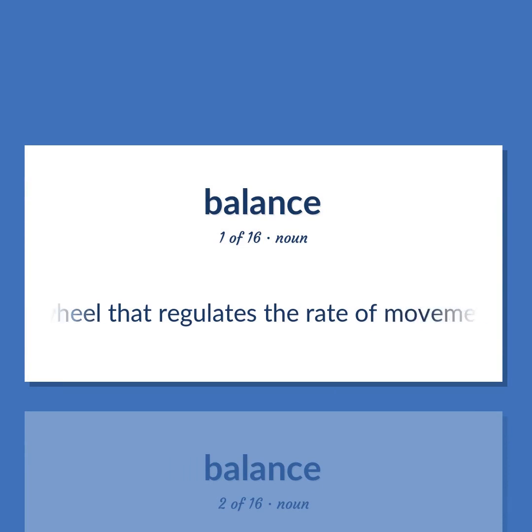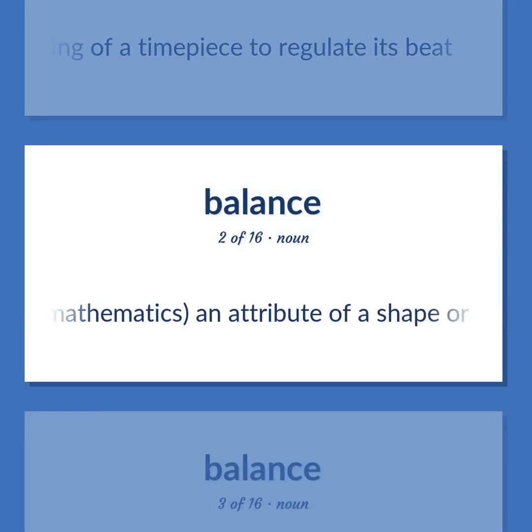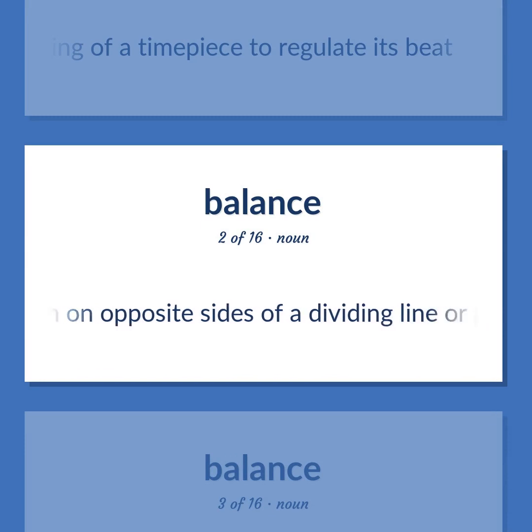A wheel that regulates the rate of movement in a machine, especially a wheel oscillating against the hairspring of a timepiece to regulate its beat. Mathematics. An attribute of a shape or relation. Exact reflection of form on opposite sides of a dividing line or plane.